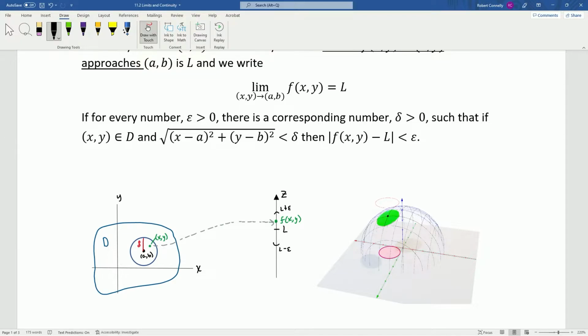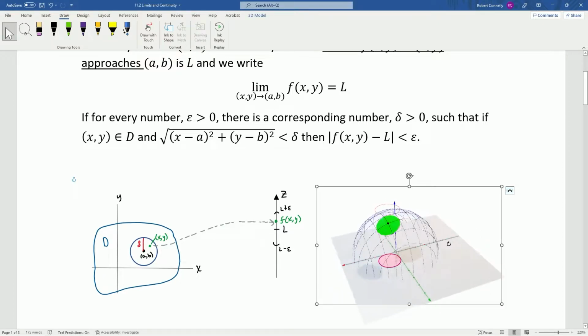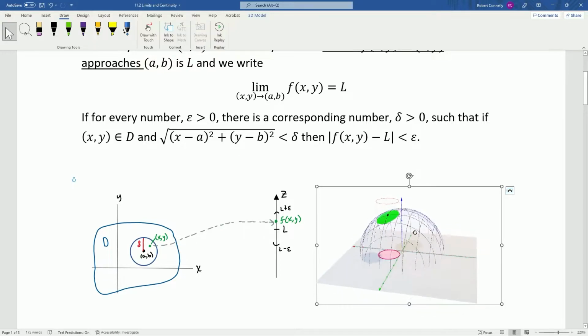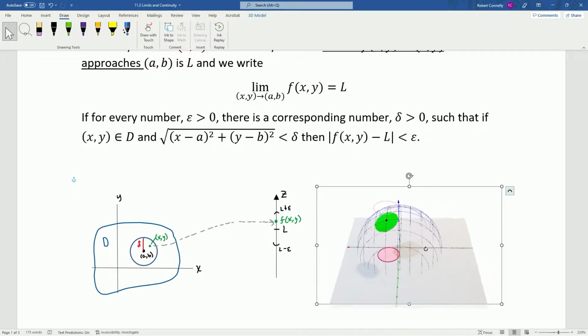So let's go ahead and take a look at this 3D model here, see if that helps a little bit more as well. Okay, so here we've got a 3D model. It's a sphere. And when we look at this sphere, what do we see? Well, this red circle here, this red disk, corresponds to this circle in this graph. It's the portion of the domain that we're looking at, that's a distance of delta from (a, b).